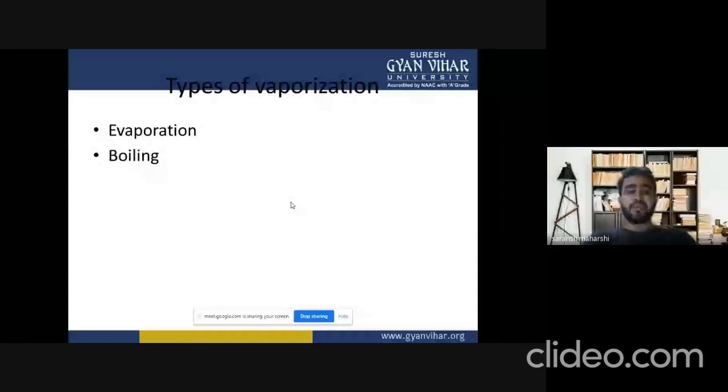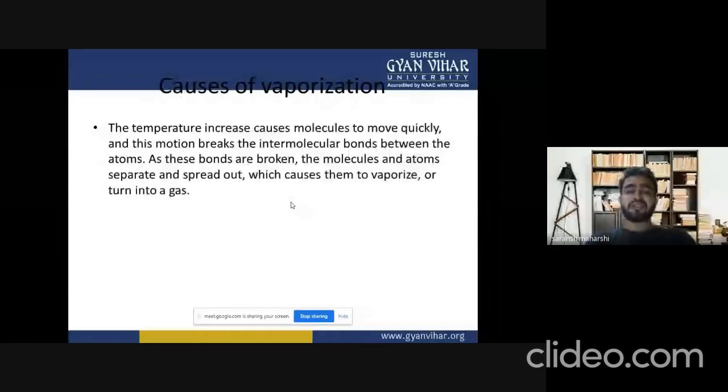Causes of evaporation: temperature increase causes molecules to move quickly, and this motion breaks the intermolecular bonds between the atoms. As bonds are broken, these molecules and atoms separate and spread out, which causes them to vaporize or turn into a gas.